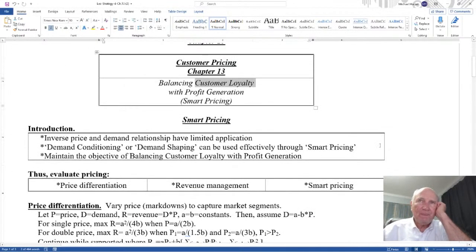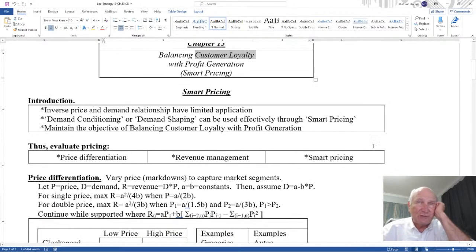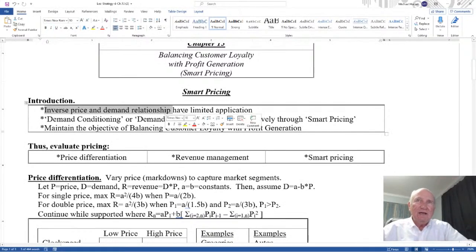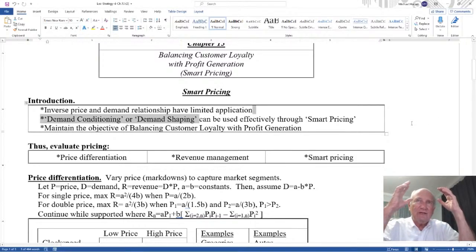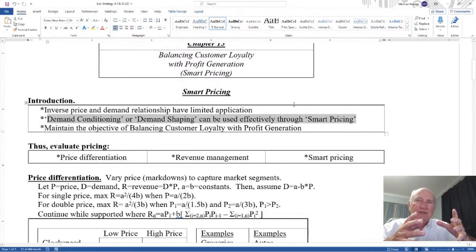Okay. Well, people have analyzed this naturally. And so first of all, three things. Inverse price and demand relationships, if the price goes up, demand goes down, have limited applications. It's not totally elastic. They have limitations. And then demand conditioning or demand shaping can be used effectively through smart pricing. So pricing can change your demand. If you can change your demand through pricing, that demand is going to change your supply chain design. And so pricing is much more important than just profit margin.